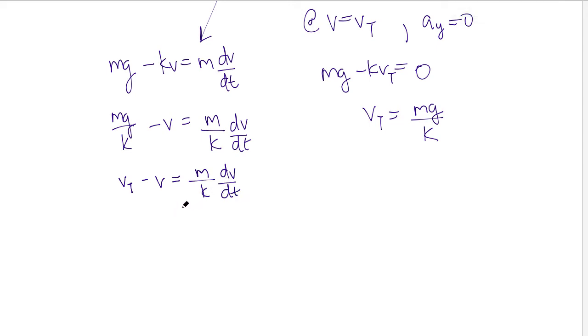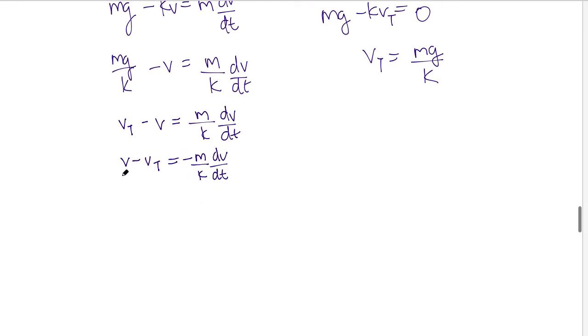So the next part, we don't necessarily want to work with a negative v when we go to integrate, so we're actually going to multiply everything through by a negative 1. So we have v minus v terminal equals negative m over k dv dt. Now we're going to start separating it. So I'm going to multiply both sides by negative k over m.